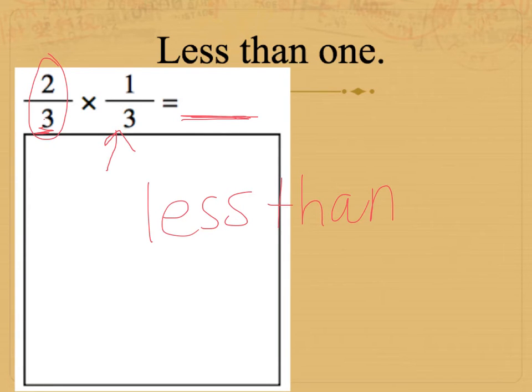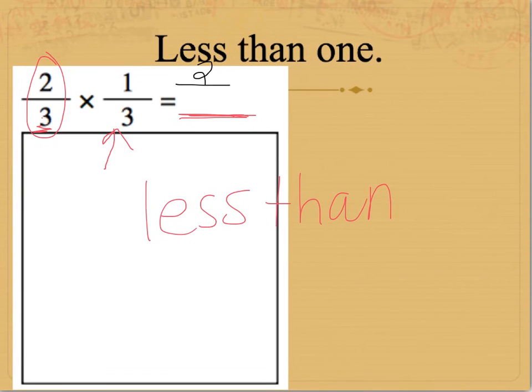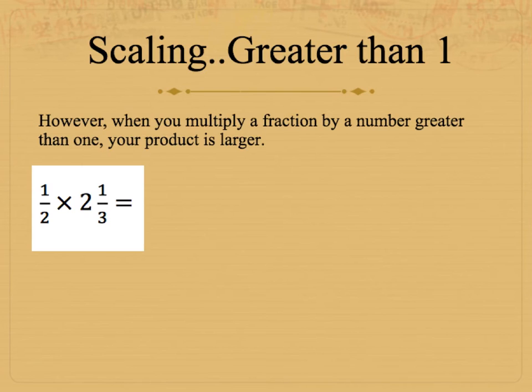So let's multiply these together to see if we were correct. 2 times 1 is 2, and 3 times 3 is 9. So 2/9 is smaller or less than 2/3. We were correct.